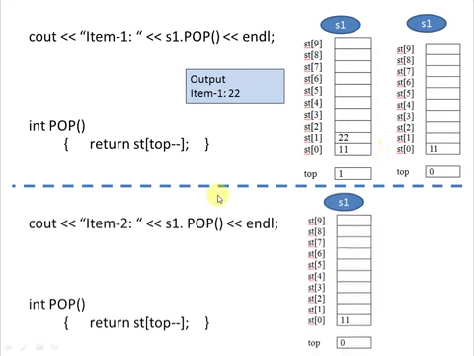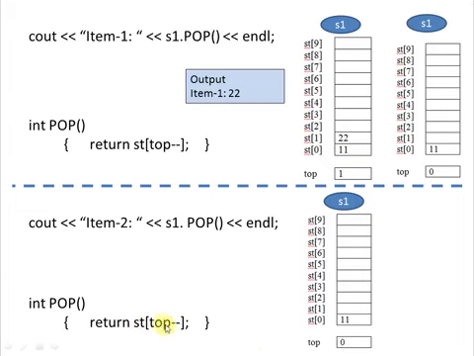So look at the execution of this line. Count atom 2, s1 dot pop. Pop with s1 is calling the pop function of the class, so it will remove the value 11 from the stack. How will it be done?